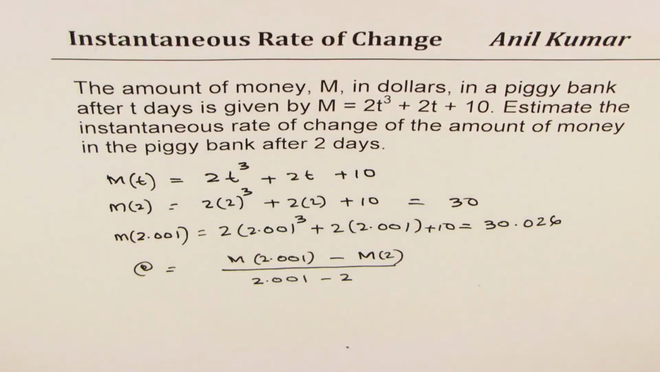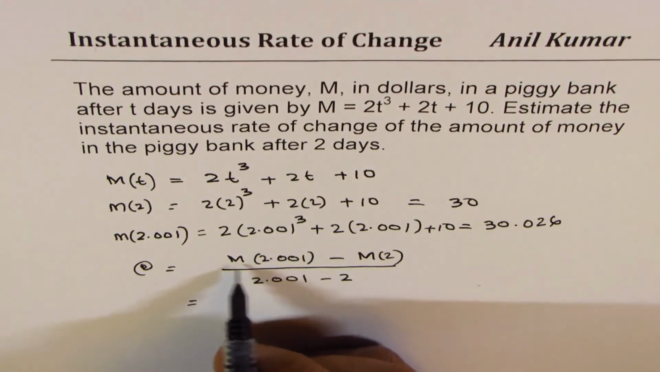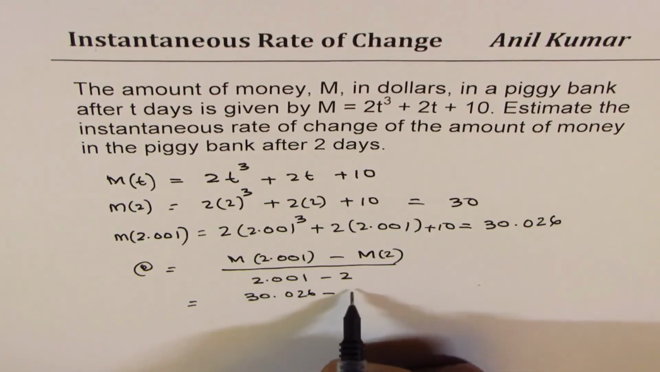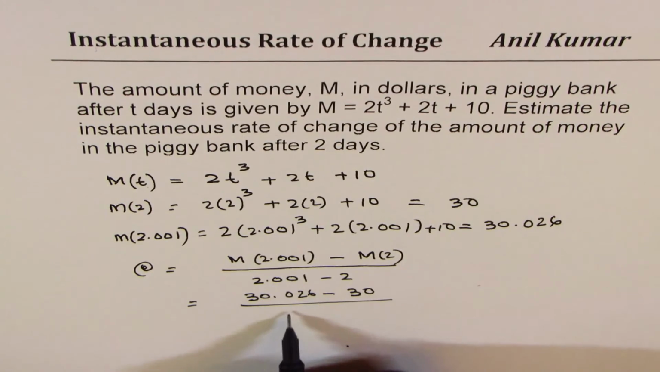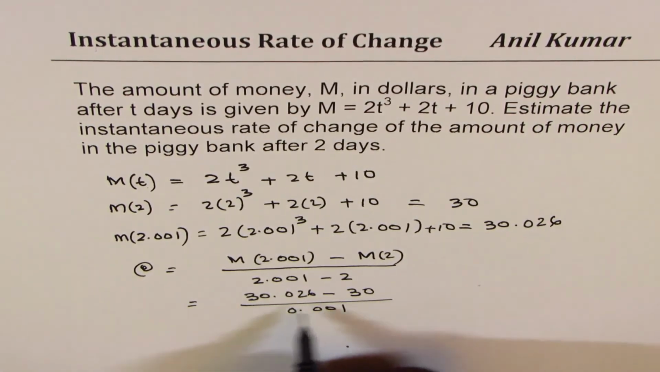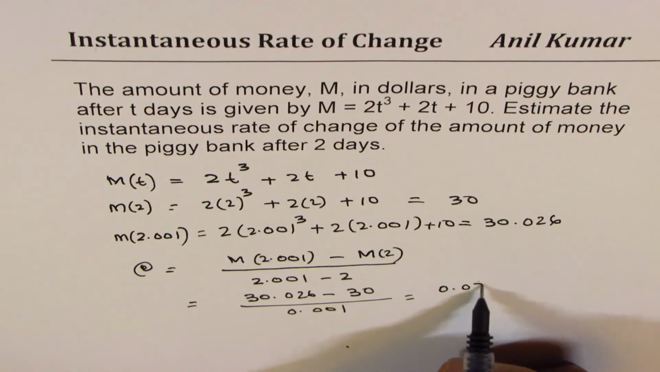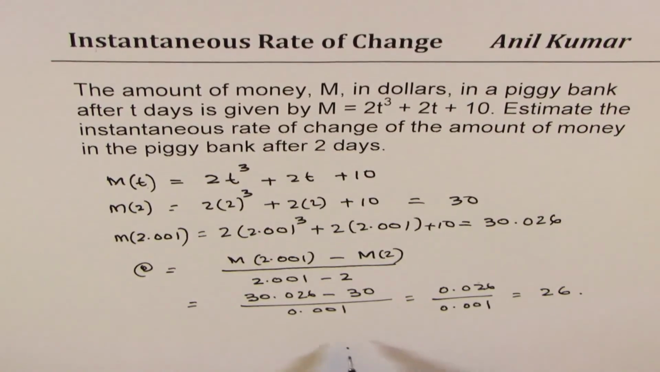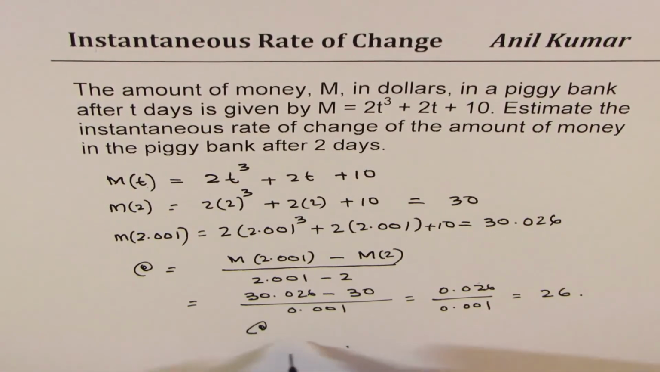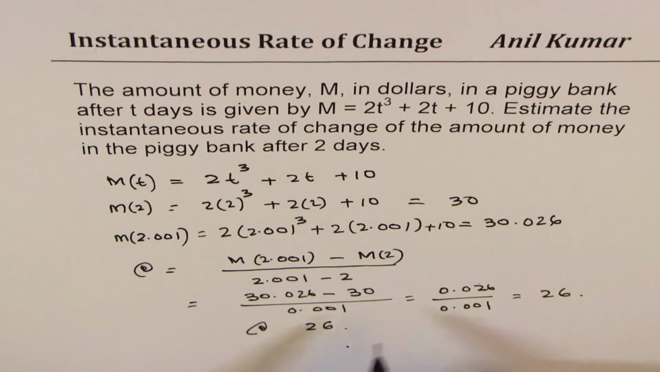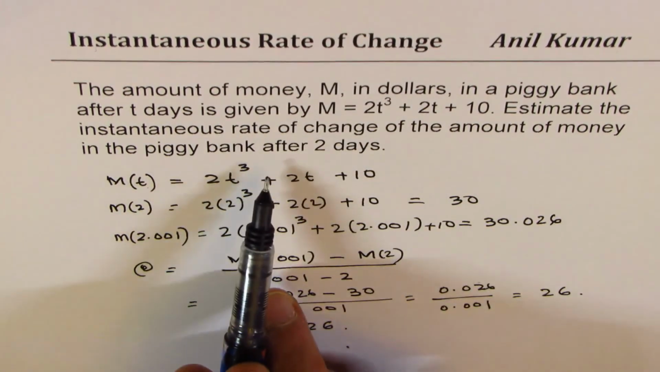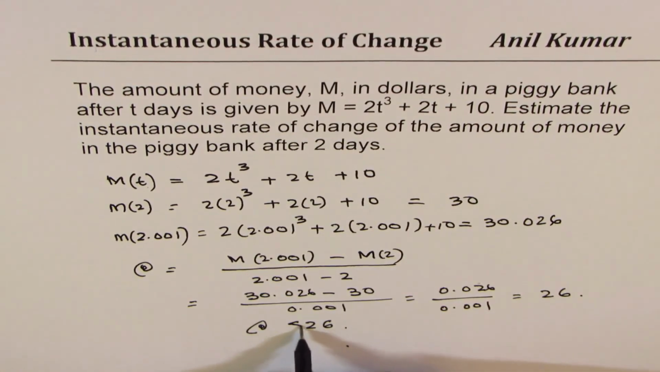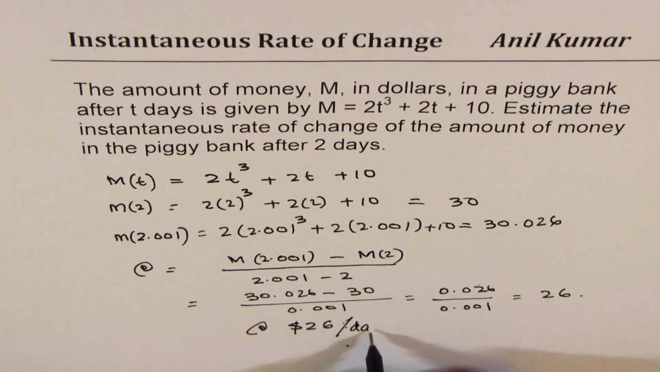Now let's substitute the values here. The value at 2.001 is 30.026 minus 30, divided by 0.001, and that is 0.026 divided by 0.001, or 26, correct? So the estimated instantaneous rate of change is again 26. The amount of money in the piggy bank after 2 days will be changing at this rate, so it is so many dollars per day. So that will be the units.